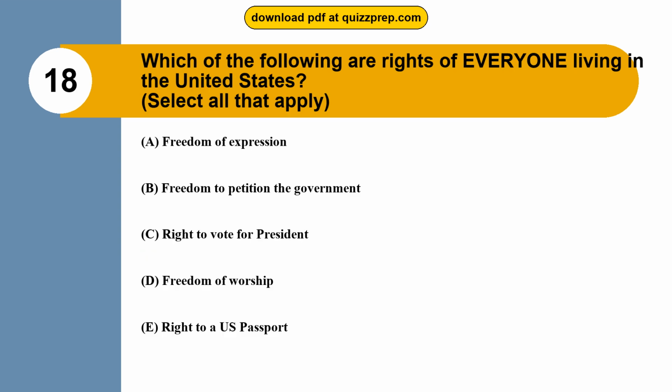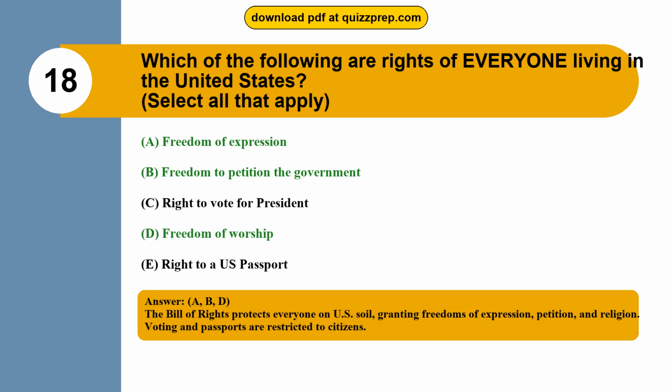Question 18. Which of the following are rights of everyone living in the United States? Option A, freedom of expression. Option B, freedom to petition the government. Option C, right to vote for president. Option D, freedom of worship. Option E, right to a U.S. passport. The correct answers are options A and B and D. Freedom of expression, freedom to petition the government, freedom of worship.